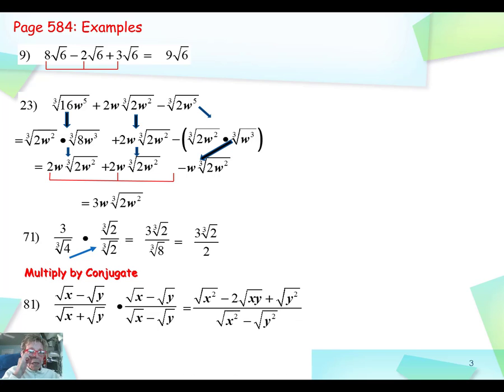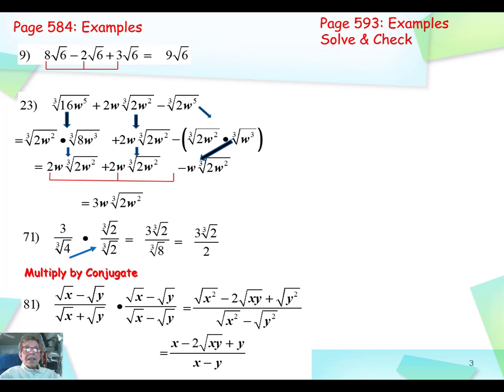And we'll FOIL the top, and you see what we get in the numerator. And look at the denominator. Now we have the square root of x squared minus the square root of y squared. And simplified, the square root of x squared comes out as x. The square root of y squared comes out as y. But look at the denominator. Now we have no radicals in the denominator, which was exactly our goal.